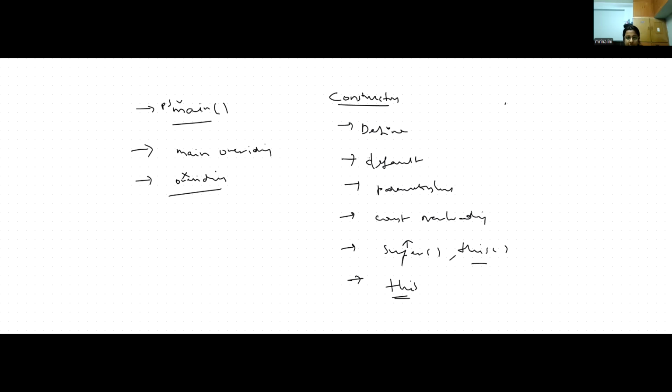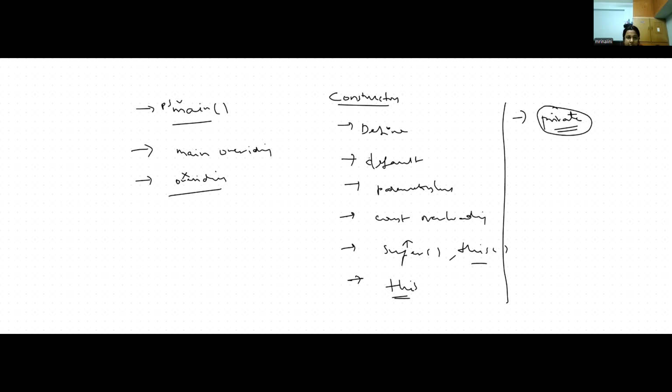And apart from this, what happens if you make a constructor private? If you do not want to create an object of that respective class, or if you don't want to inherit and make a subclass, then you can make the constructor private.